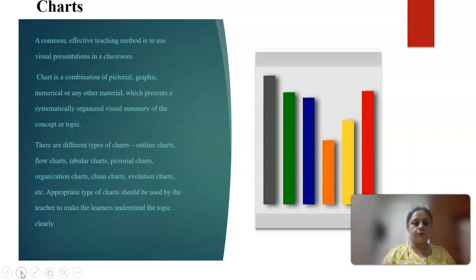There are different types of charts also. For example, outline charts, flow charts, tabular charts, pictorial charts, organization charts, chain charts, evolution charts, etc. So all these charts are available and the appropriate one can be used by the teacher to make the learning and understanding of the students possible, so that the students can learn the topic more clearly.